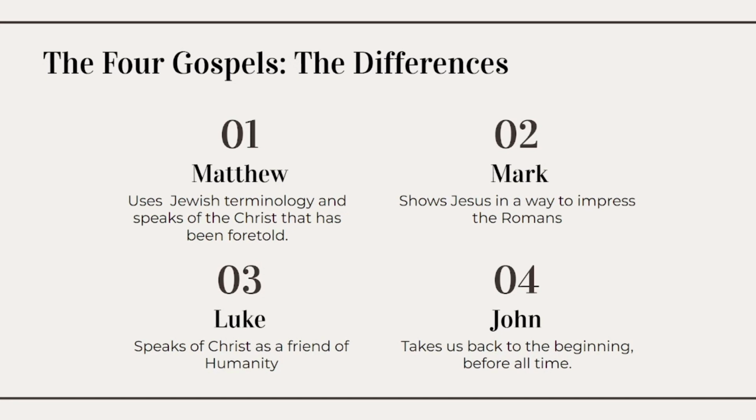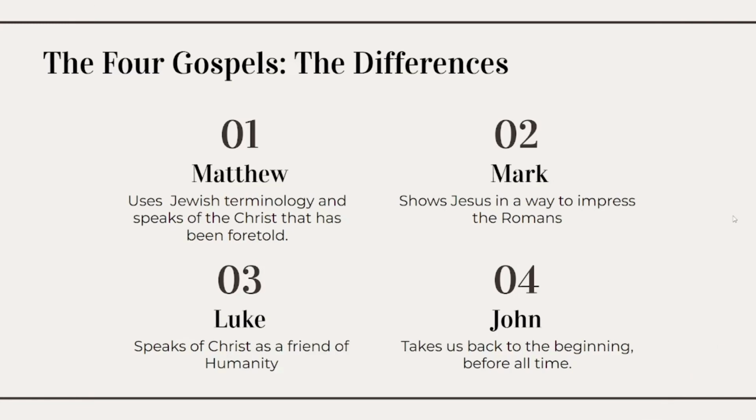Luke speaks of Christ as a friend of humanity. He has a lot of cool parables in his book, The Prodigal Son and The Lost Piece of Money. John, on the other hand, takes us all the way back to the beginning from the first line and talks about how the Word was God and the Word was with God.